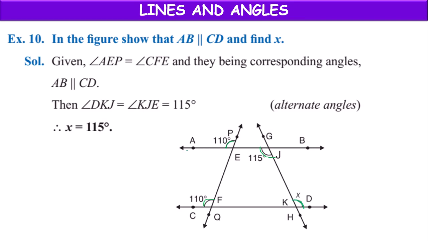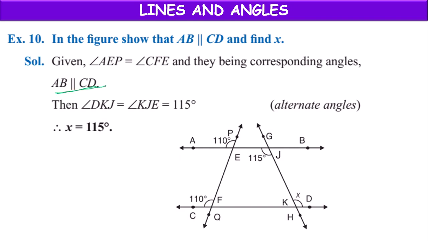So given that this angle AEP, 110 degrees, is equal to angle CFE, 110 degrees. So these two angles make a corresponding angles pair, and corresponding angles are equal. So the two lines will be parallel. So we can come to this conclusion.